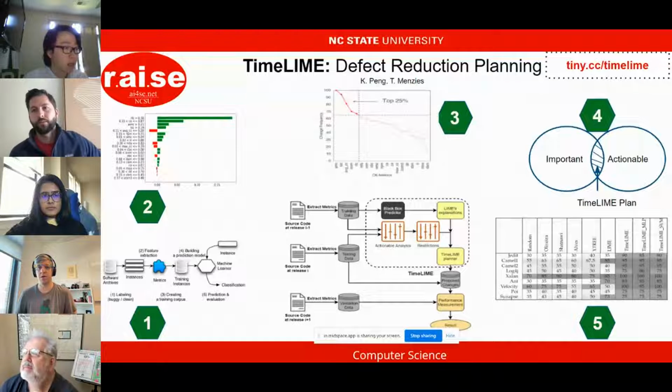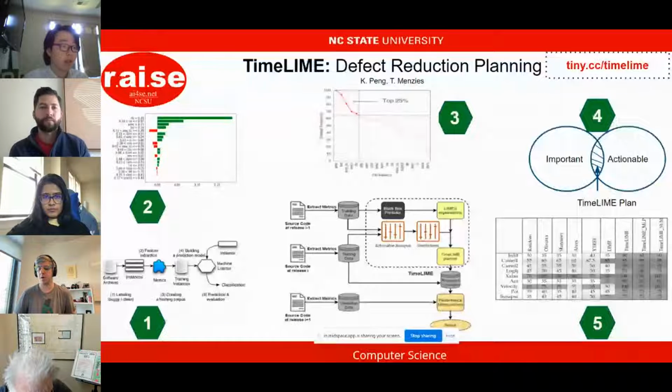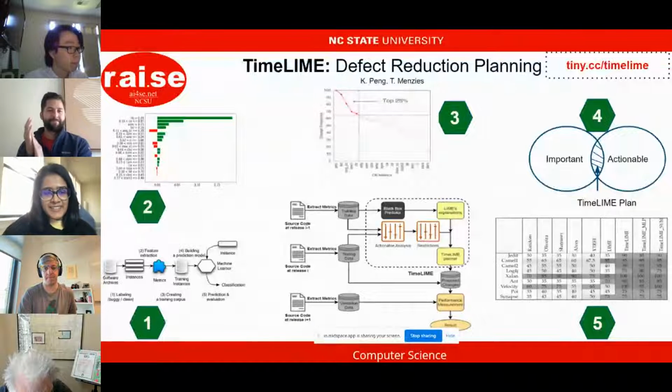tiny.cc/timeline. So to summarize, the lesson we learned from this case study is that when we attempt to use AI tools such as Lime in SE tasks, we should first consider how to customize or modify the tool with some domain knowledge, which is in this case actionable analysis. As seen in this paper, with some simple modifications, we can get much better results. That's all. Thank you.